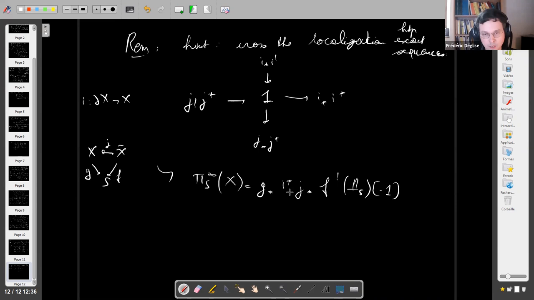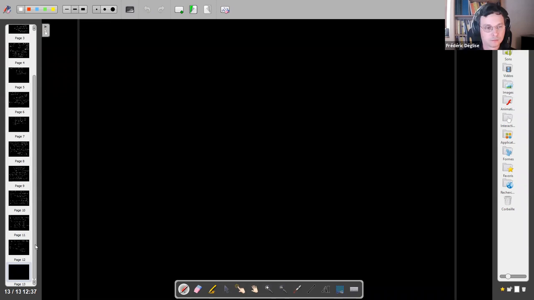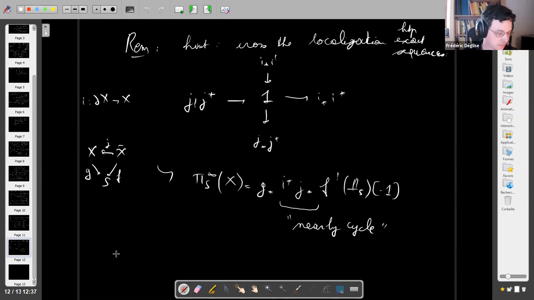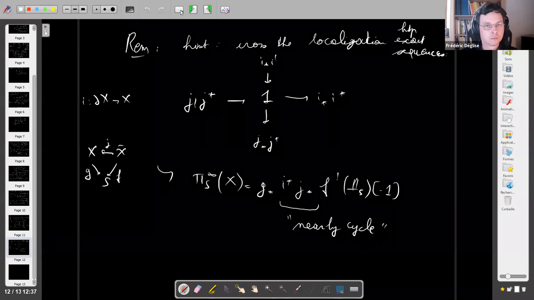So in particular, what you recognize here is an approximation. It's close to the nearby cycles. So the computation of pi infinity from this point of view is very close to the computation of nearby cycles. For example, the formula that I will state in a minute is very close to Rapoport's computation of nearby cycles. Okay, maybe I passed slightly too fast.